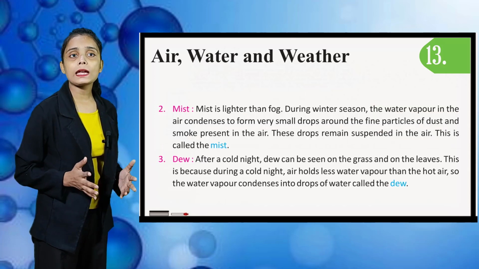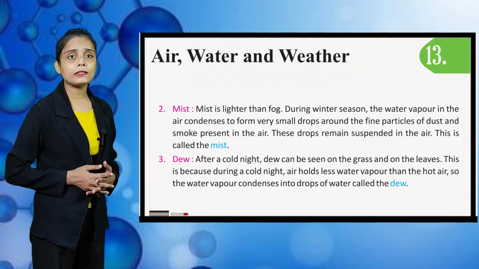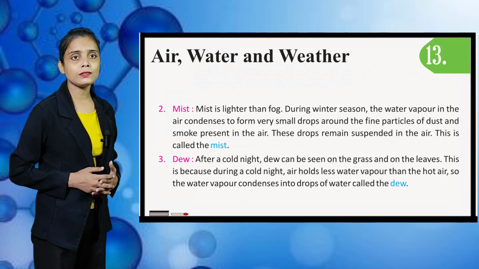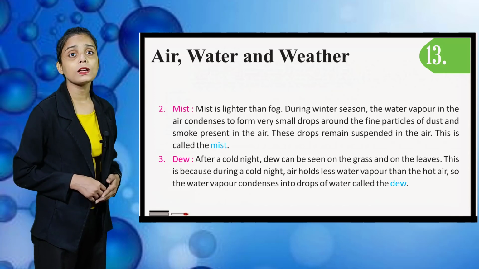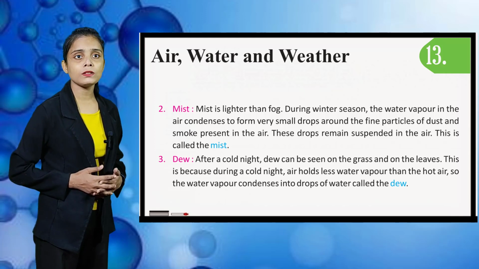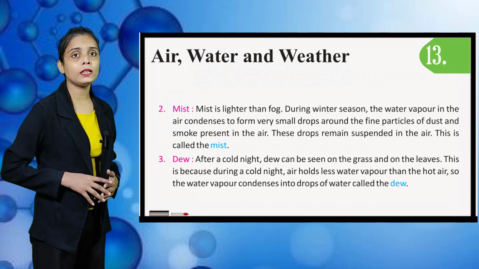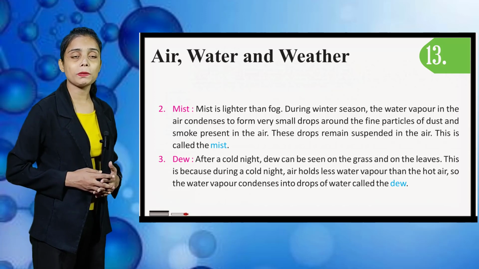Now let's see. Second is mist. Mist is lighter than fog. During winter season, the water vapor in the air condenses to form very small droplets around the fine particles of dust and smoke present in the air. These drops remain suspended in the air, and this is called the mist.